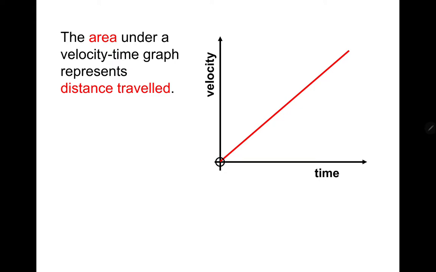Right then, a bit of some more notes. The area under a velocity time graph represents the distance travelled. So you might be asked to calculate the area under a graph. In this instance, this is a triangle, and the area underneath would equal the distance travelled. And what we can do from that is a couple of practice questions. So let's move on. If you need any notes, remember to pause.